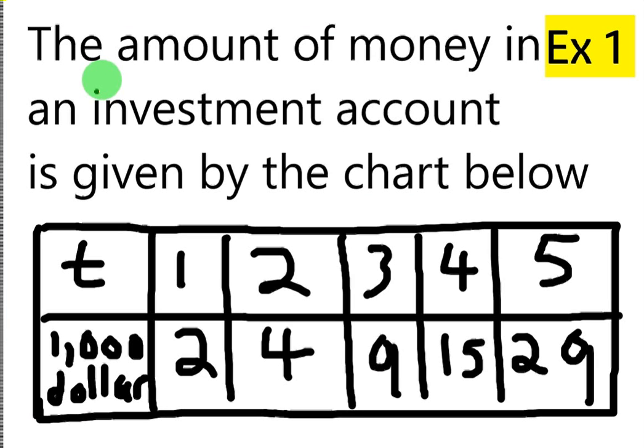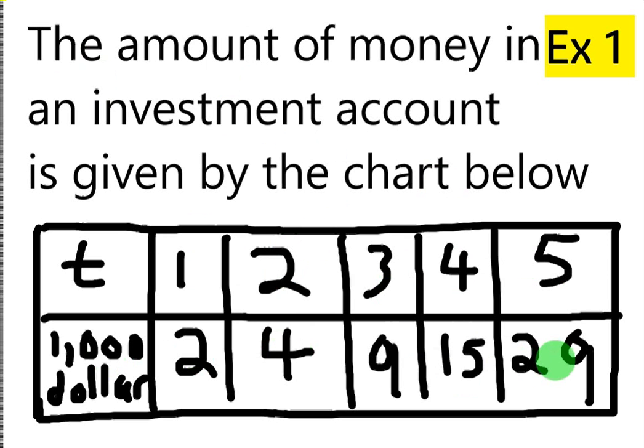So obviously money is a very practical problem. So you've got money that you're putting into an account. Now this top is years. So this is first year, second year, third year, fourth year, fifth year. And then down here, be careful. These numbers are not dollars. It's in thousands of dollars, okay? This 2 represents 2,000. This represents $4,000 in the account after 2 years.